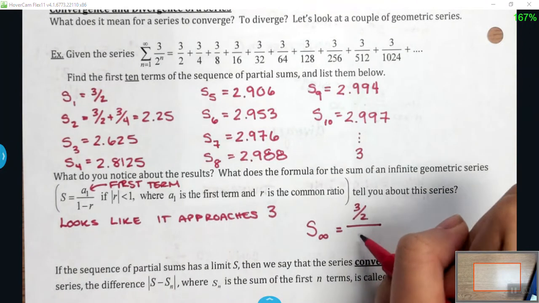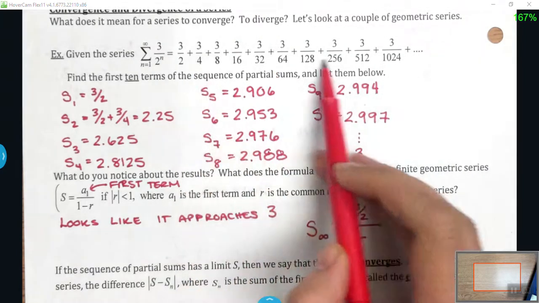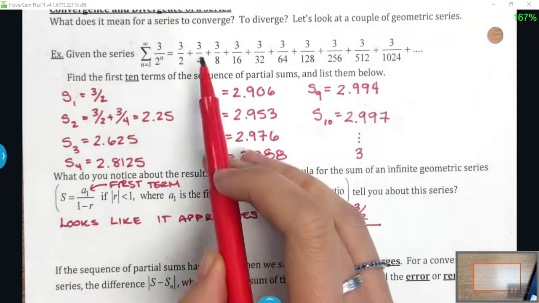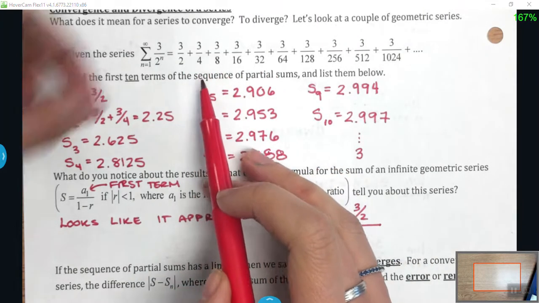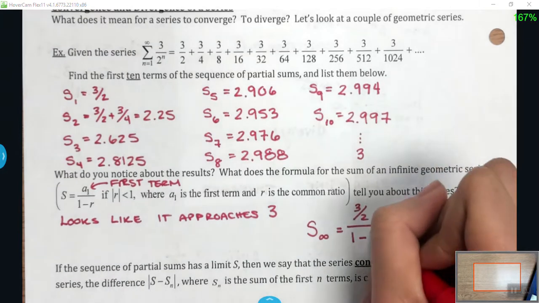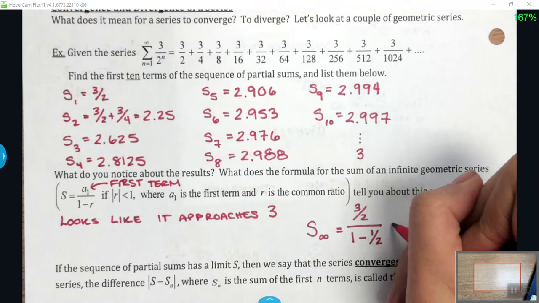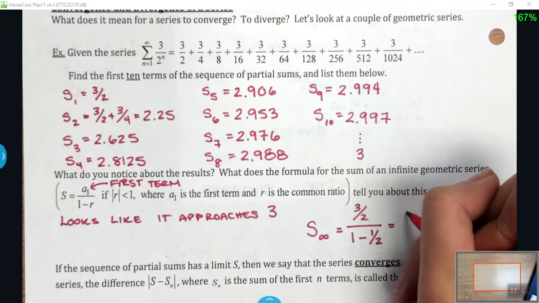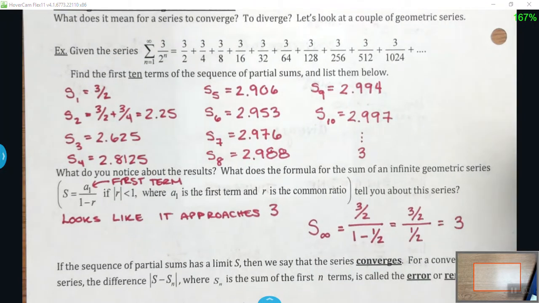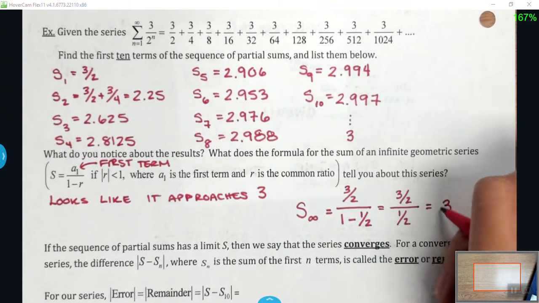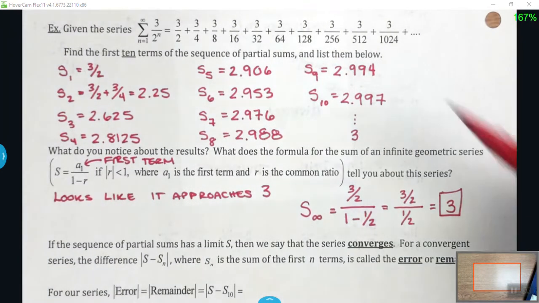And what's our common ratio? What do we do every time to get to the next term? We multiply by a half, thank you. So if we simplify this, this is 3 halves over 1 half, which equals 3. So our series converges to 3. The sum of all these terms will approach 3. And we saw that here.